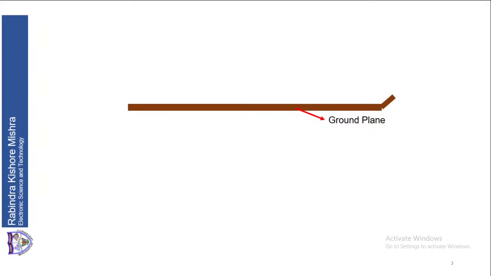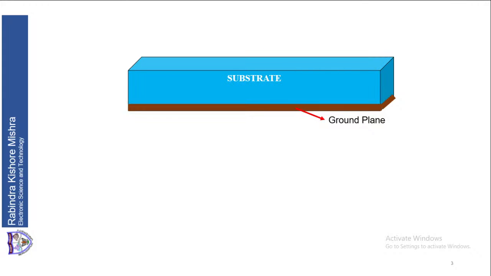Now let us see the basic structure that I described. We have a ground plane. Above the ground plane, we have a dielectric substrate. Above the dielectric substrate, we have a patch. This is the side view. We have seen the top view and the bottom view; now it is the side view. And the patch is fed using a feed line.